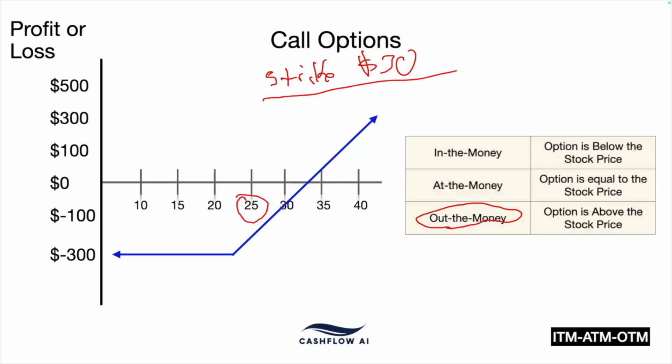The reason it's out of the money is because if I could buy something for $25, why would I buy it for $30 in the open market? So currently, this option, the $30 strike, has no value. The only thing it has is just time value, but it is out of the money.